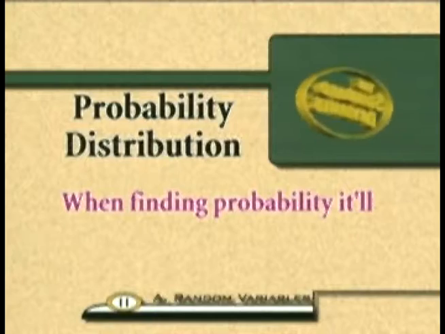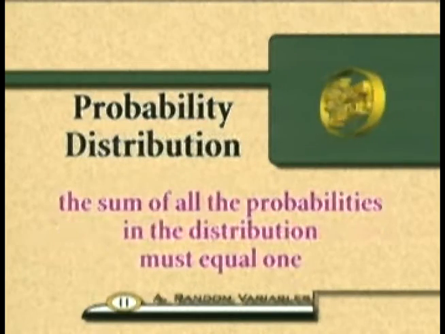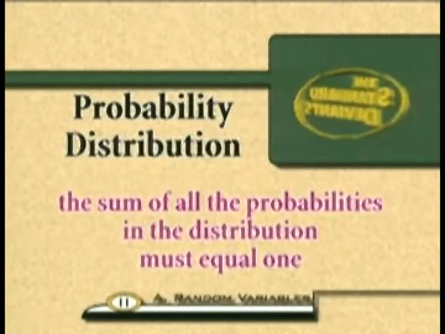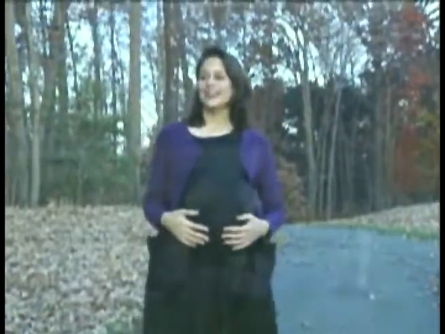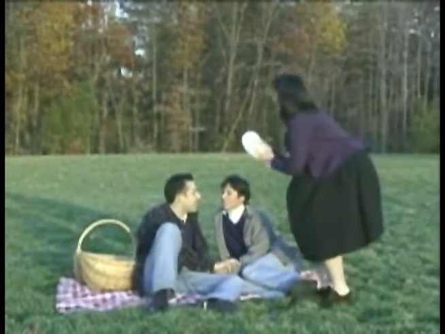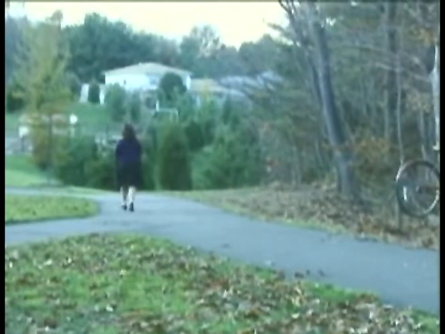Remember, when we find probability, it'll always be somewhere between 0 and 1, and the sum of all the probabilities in the distribution must equal 1. Meet Maternity Glenda. Maternity Glenda is pregnant, only she's carrying twins. Let's see what the chances are of Maternity Glenda giving birth to 2 baby girls.